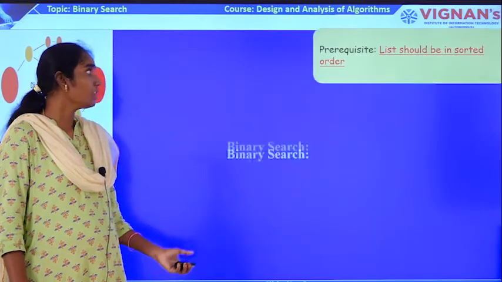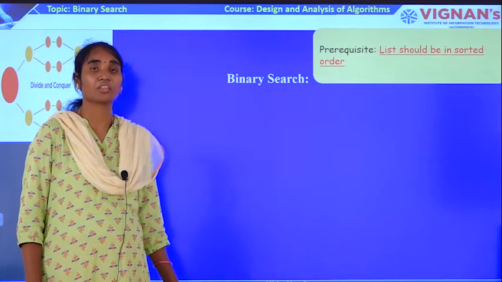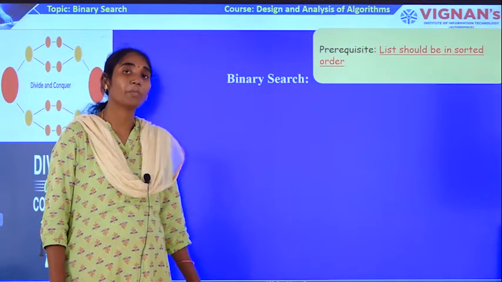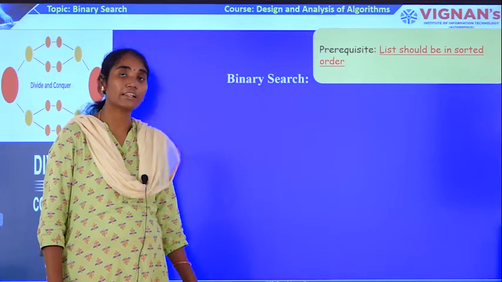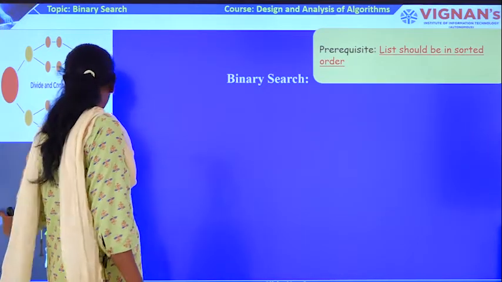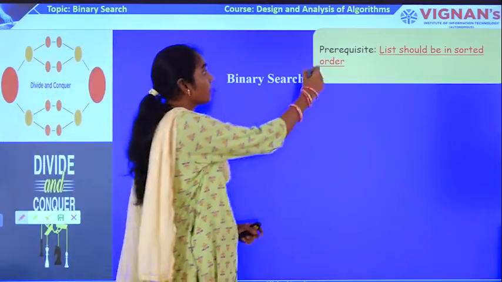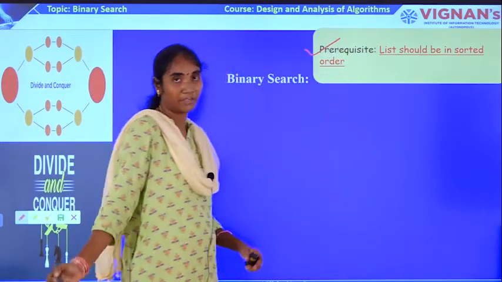Now, there is a prerequisite for this binary search application. That is, in order to apply binary search on a list, the list should be in sorted order. You have to remember this point: the list should be in sorted order.